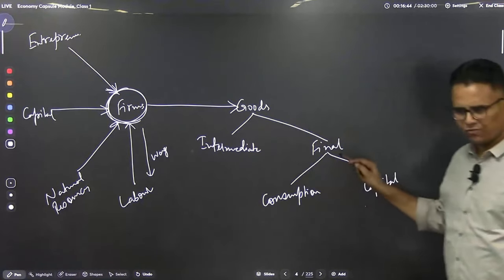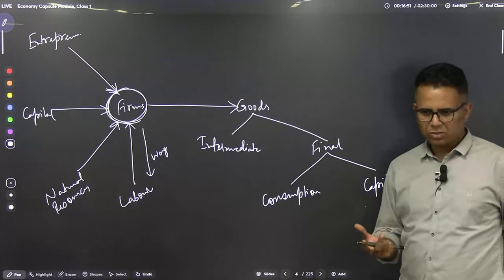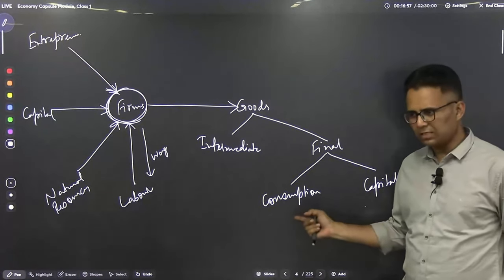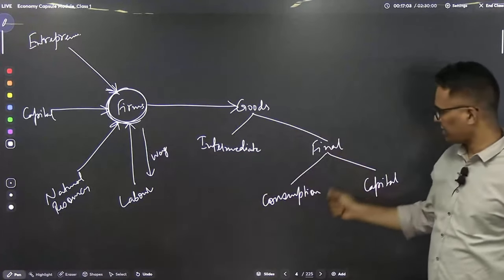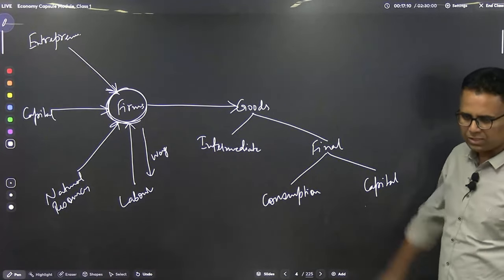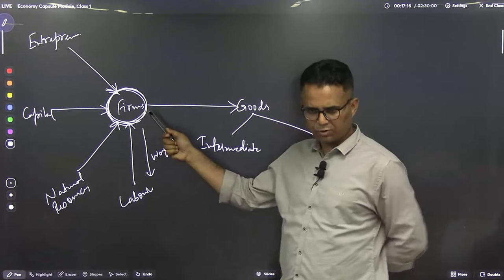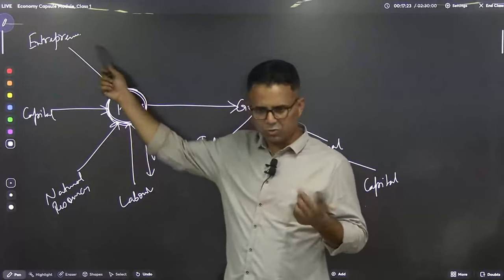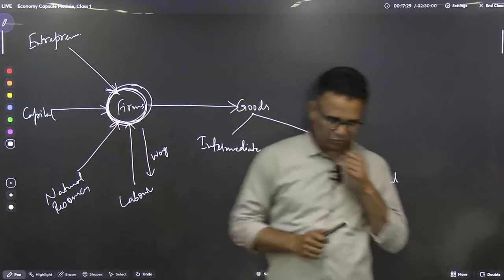Since all intermediate goods are converted into final goods, we will not talk about them. Mostly consumption and capital. A burger is a consumption good. All services are consumption goods. So if this firm is Unacademy, it is producing educational services, and to produce them it requires inputs of four kinds: labor, natural resources, capital, and entrepreneur. Now this firm requires two other things: capital and natural resources.